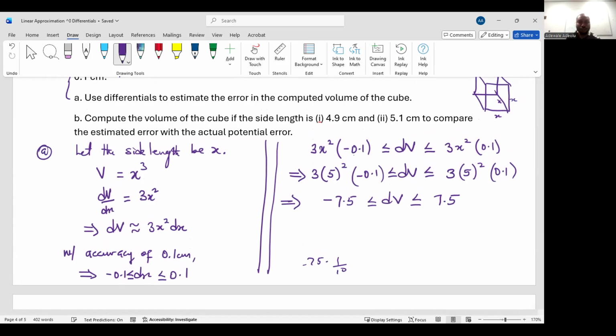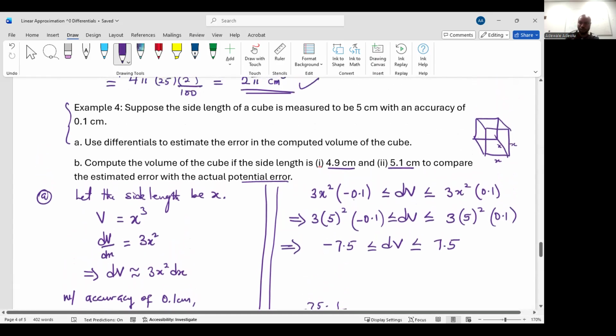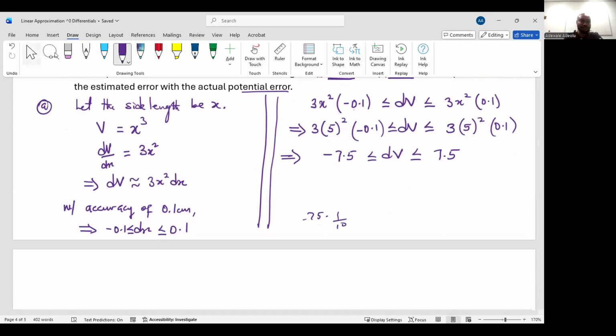Part B: compute the volume of the cube if the side length is 4.9 centimeters and 5.1 centimeters to compare the estimated error with the actual potential error. Oh, okay. Compute the volume of the cube. Okay, so we measure the side of the cube to be 5 centimeters, right? So we want to compute the volume of the cube if the side length is 4.9 centimeters and 5.1 centimeters. Let us do it one after the other.